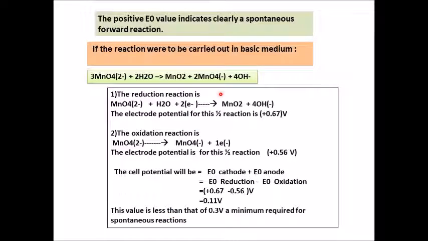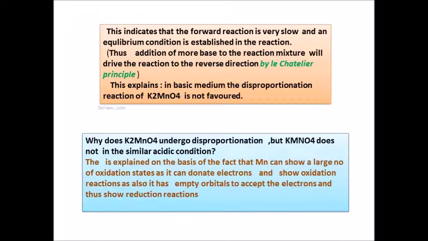In the previous case we saw that in acidic conditions the reaction was fairly spontaneous and was going in the forward direction. Here 0.11 volt is not sufficient to drive the reaction in the forward direction. That means there is some reversibility somewhere. The forward reaction is slow and an equilibrium condition is established. Therefore, addition of more base to the reaction mixture will drive the reaction in the reverse direction by Le Chatelier's principle, and that explains why basic medium disproportionation of K2MnO4 is not a favorable reaction.